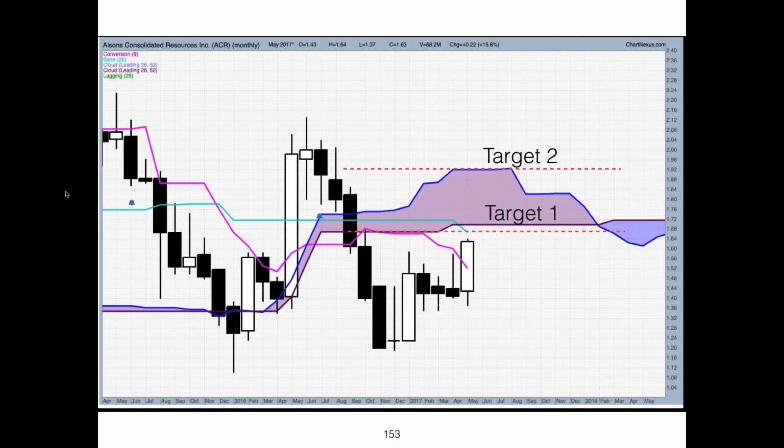In this ACR chart, the same theory applies, but notice that the Kumo is already pink. So your first target is the opposite. Your first price target is the Senkou A if the Kijun-sen breaks. So you have the Kijun-sen, you have the Senkou A, and the Kijun-sen as the first target. The next target is the Senkou B. After that, the target is the Senkou A at 190 levels.